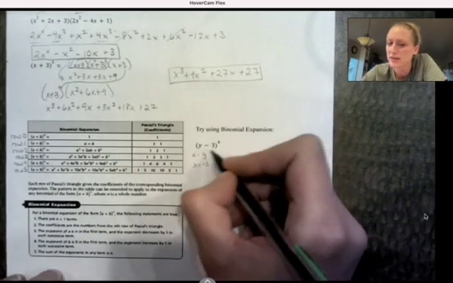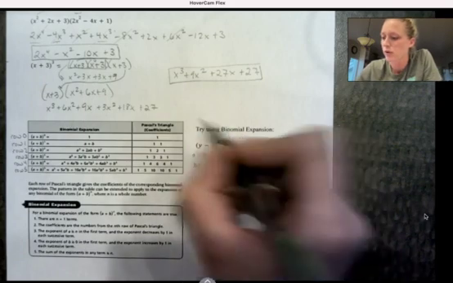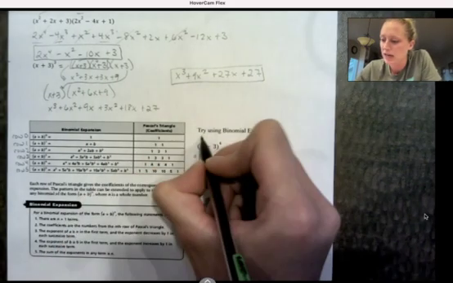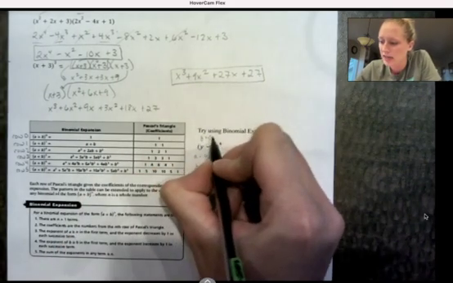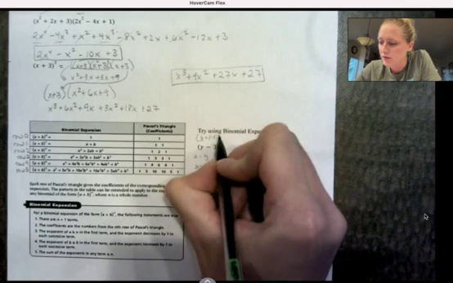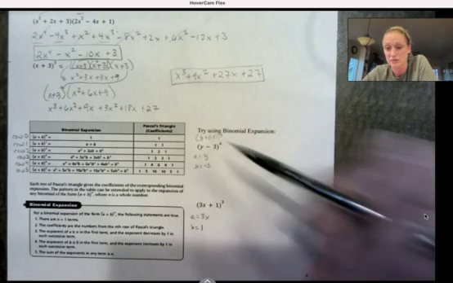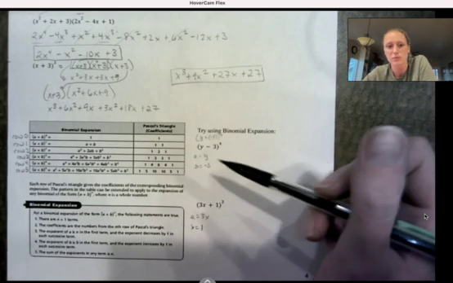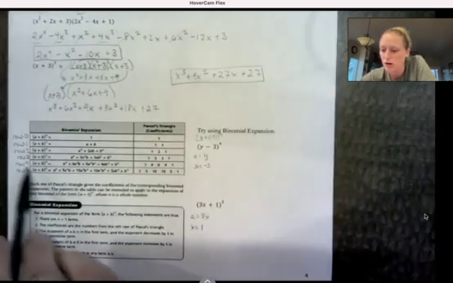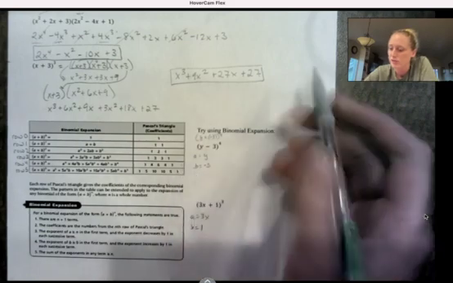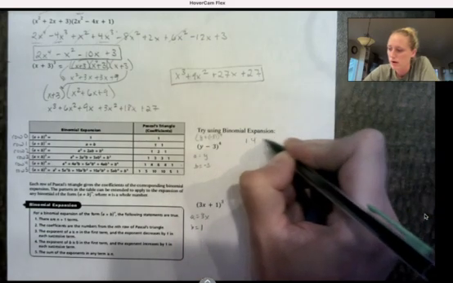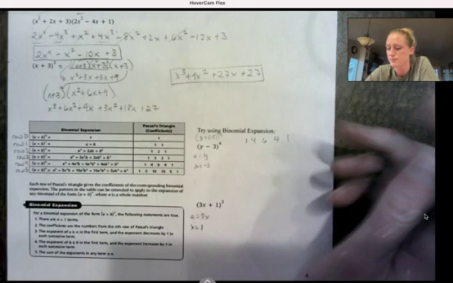So y minus 3 to the 4th. If I think about that as (a plus b) to the 4th, I can think about it as y plus negative 3 to the 4th. So in this case, a would be the y and b would be negative 3. Okay, so we're taking it to the 4th power, so that means we're using row 4. And these are the coefficients I'm going to have: 1, 4, 6, 4, 1.